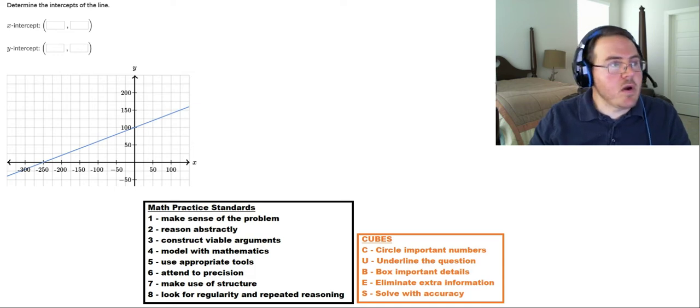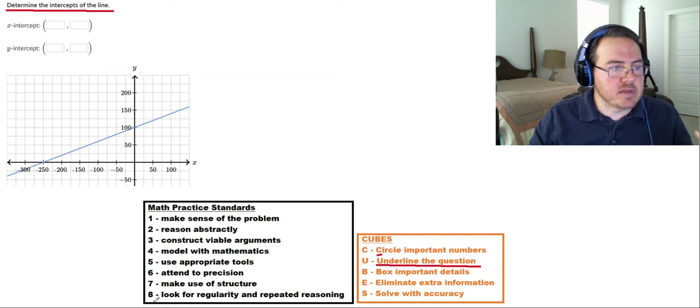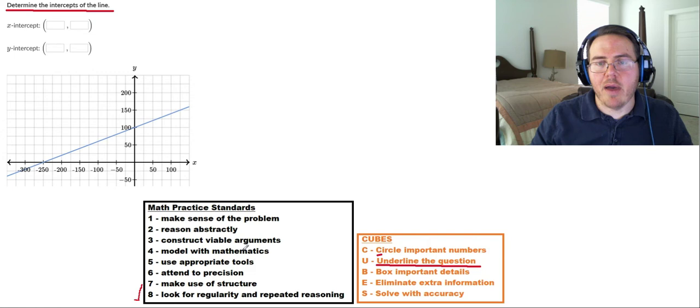Okay, so here we are in our next problem, and the first thing I want to do is read the question. It says here to determine the intercepts of the line. Okay, this is very similar to our last problem. It's not exactly the same. So I've underlined my question. Since I just did this, the first thing that comes to mind is that I am going to be using some repeated reasoning here, number 8. So what worked on the last problem will probably work on this one.